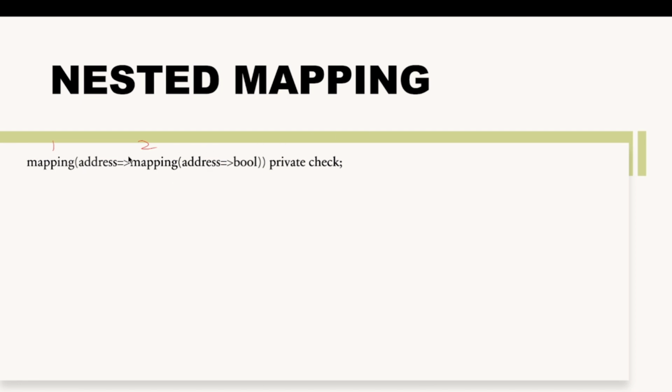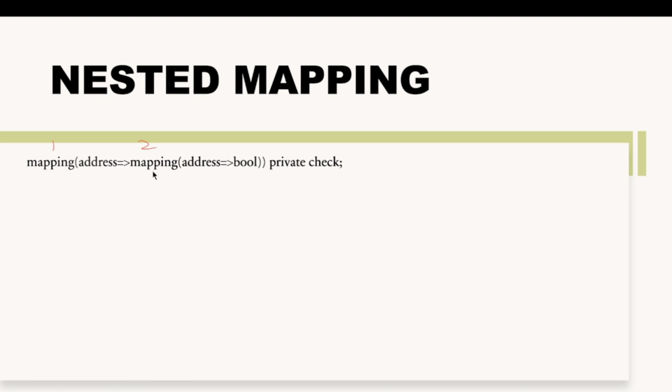In this case, you will see we have this key. Definitely the key can be anything. I'm just using the address data type here, but your key can be any data type, such as uint or string. Anything can be here, but we are going to understand the concept of nested mapping, so I'm just using address here.